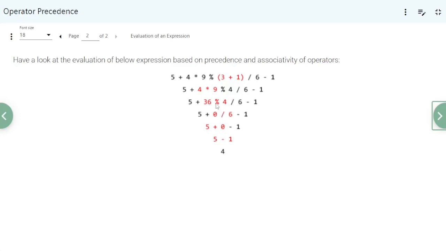Then what you have to do is divide this 0 by 6, because division has higher precedence, right? So you'll be dividing 0 by 6, then you will be performing plus and minus at the end. You can do either of them first, it doesn't matter. So you'll be getting 4 at the end. So this is how you are going to solve it. This is how the compiler is going to solve your expressions.